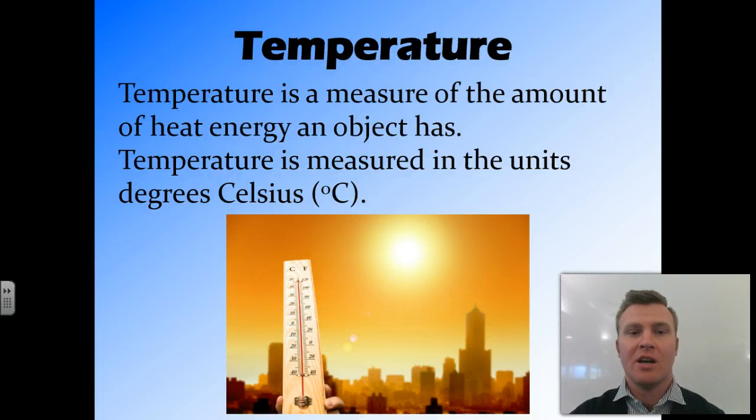We use temperature to measure the amount of heat energy that an object has. Temperature is measured in the units of degrees Celsius. There's actually a few different ways to measure temperature, but here in Australia we use degrees Celsius. Other parts of the world use degrees Fahrenheit, and some scientists use another scale called degrees Kelvin.